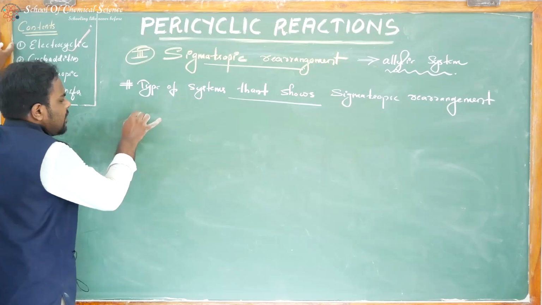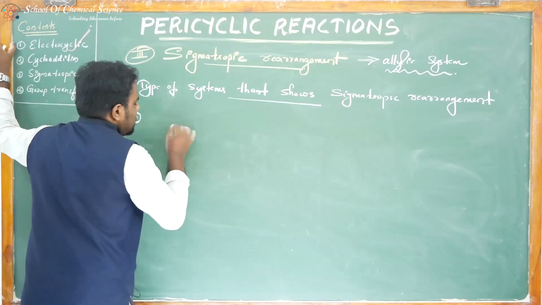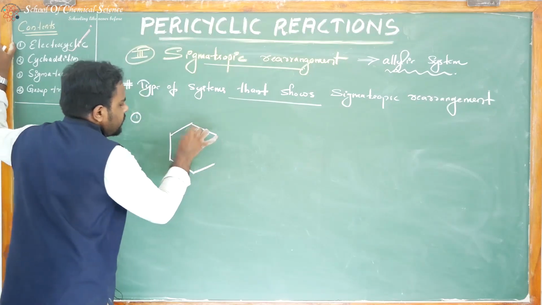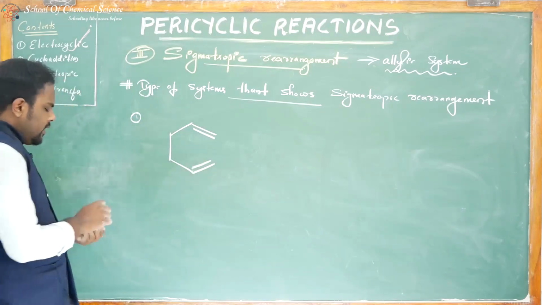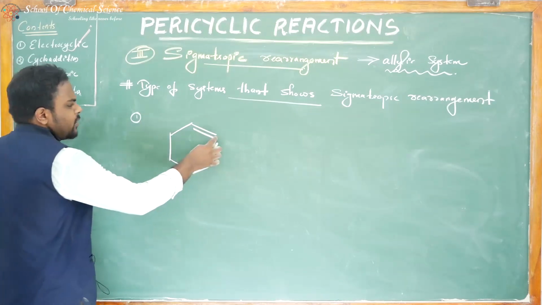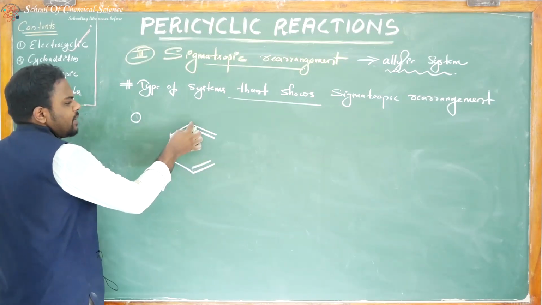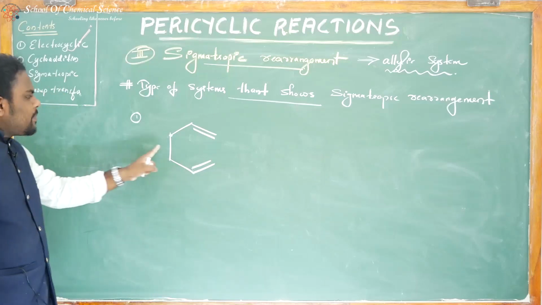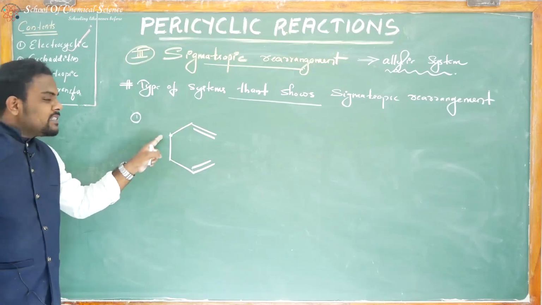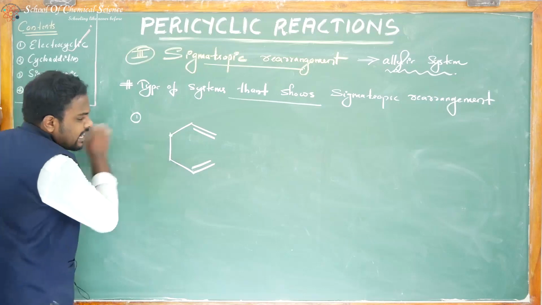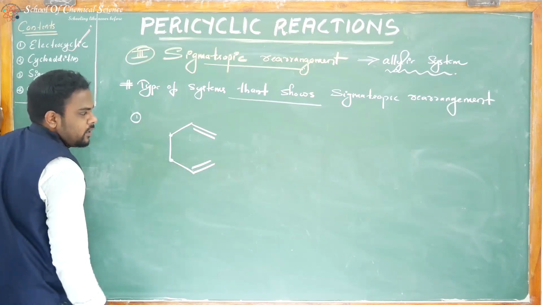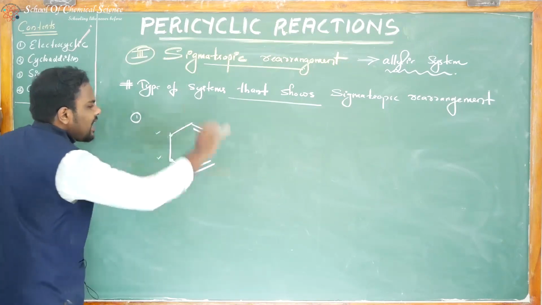For example 1, please listen. Okay, so this is an sp2 hybridized carbon. The carbon connected to an sp2 hybridized carbon is an allylic carbon. A carbon connected to a double bonded carbon is an allylic carbon. So this is an allylic carbon. This carbon is also allylic because it is also connected to a double bond. So here two allylic carbons are there.